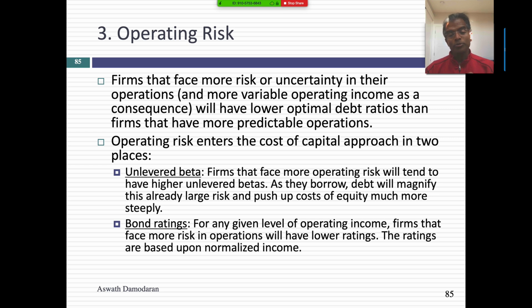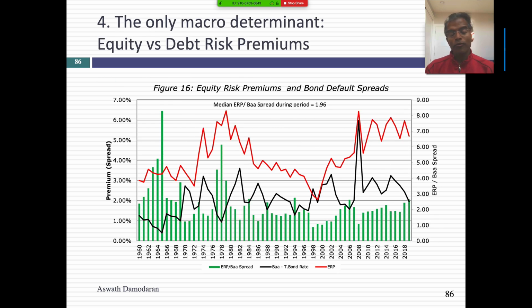So 3 company-specific factors. What's your tax rate? How much do you generate in cash flows? How risky are you? There's only one macro variable that seems to drive the optimal debt ratio choice. And that macro variable is what's the price of risk in the equity market versus the price of risk in the bond market. Now your reaction, what are you talking about? Remember the equity risk premium? The equity risk premium, this red line, is the price of risk in the equity market. This black line is the default spread. That's the price of risk in the bond market.